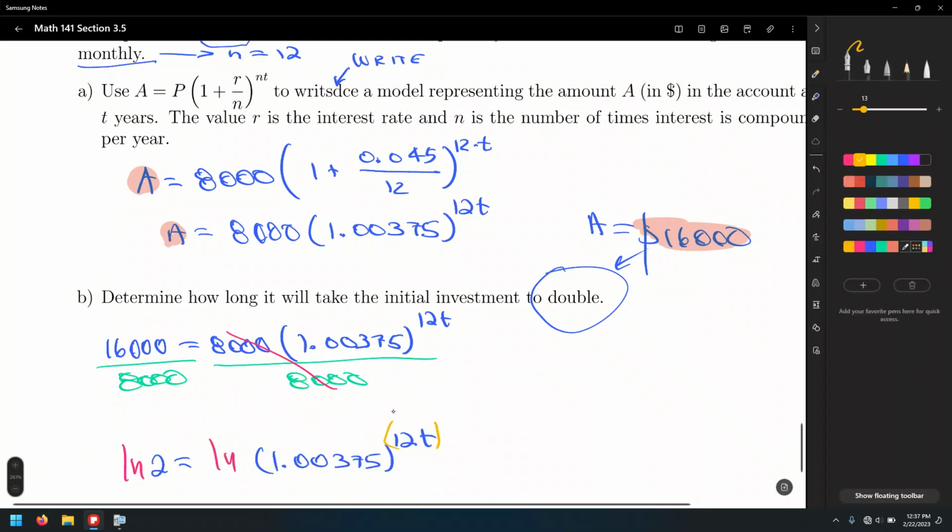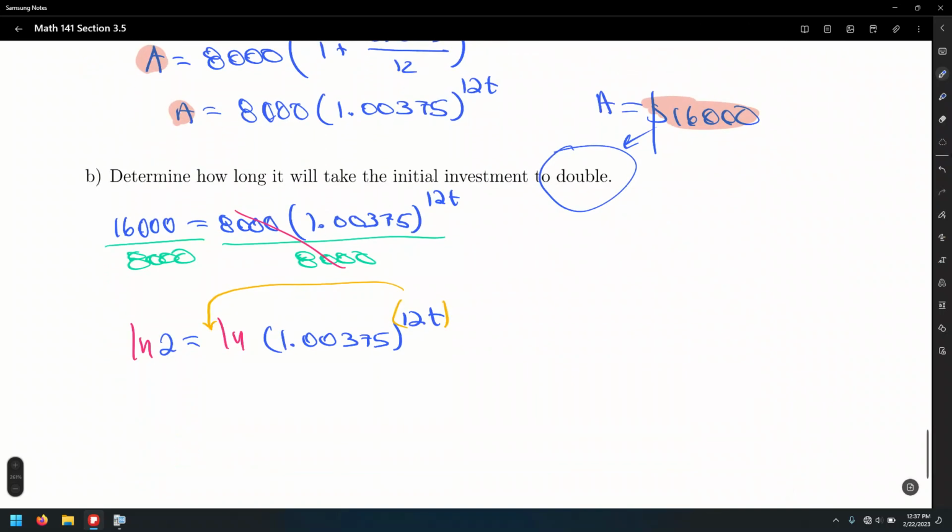This power becomes a coefficient by the Smackdown rule for logarithms, right? So that's going to become ln of 2 equals 12t times ln of 1.00375. And well, this now becomes a baby linear equation.